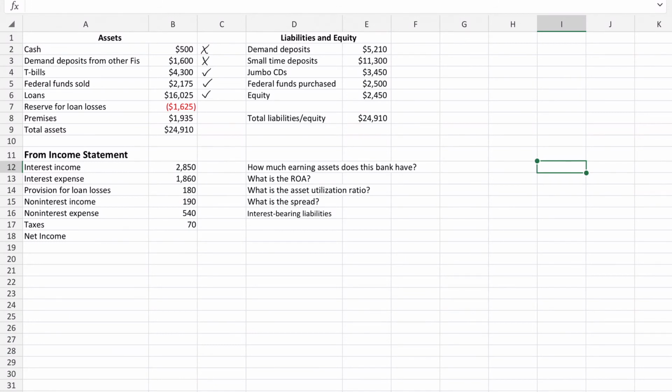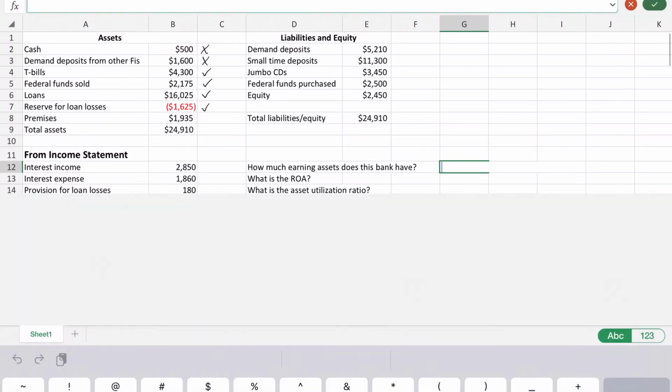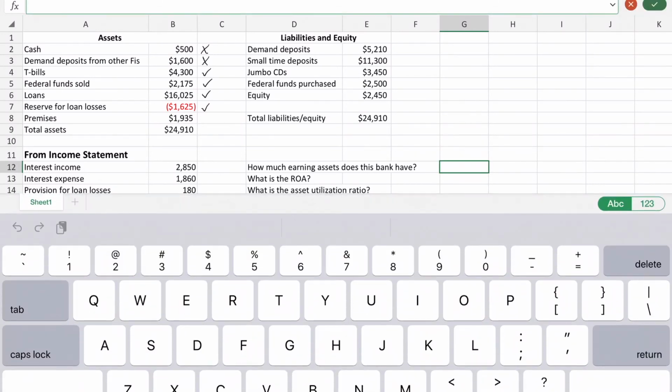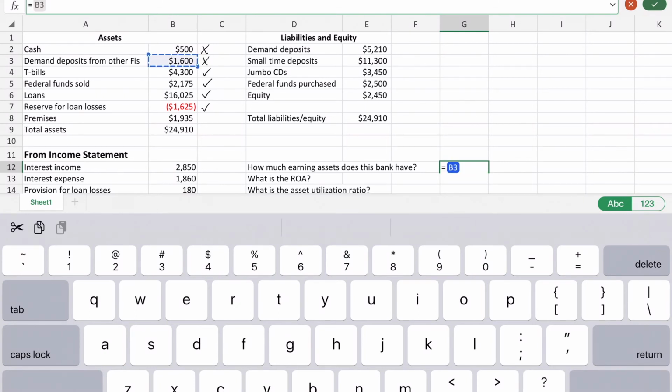Yes, they do. And then we need to keep in mind that we do have a reserve for loan losses, which we'll need to deduct from this earning assets value in our final calculations. Premises are simply buildings. Do they earn interest? No, they do not. So we have our 4 items there. So the first thing is to calculate the total of earning assets, which is simply equal to the sum of the 4 items previously mentioned.